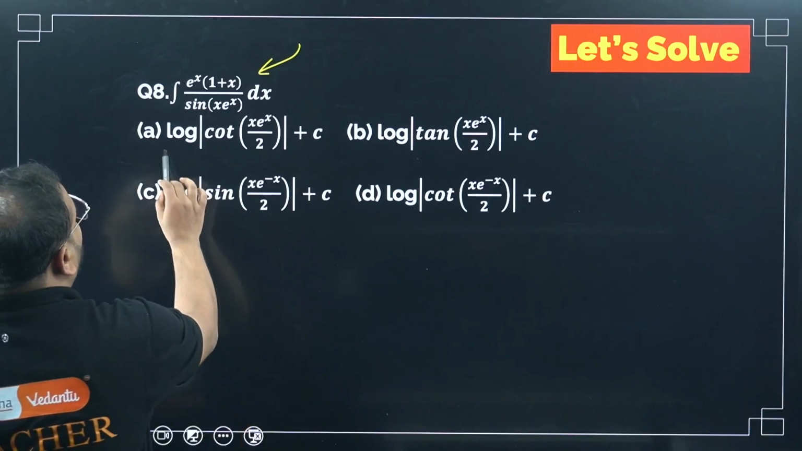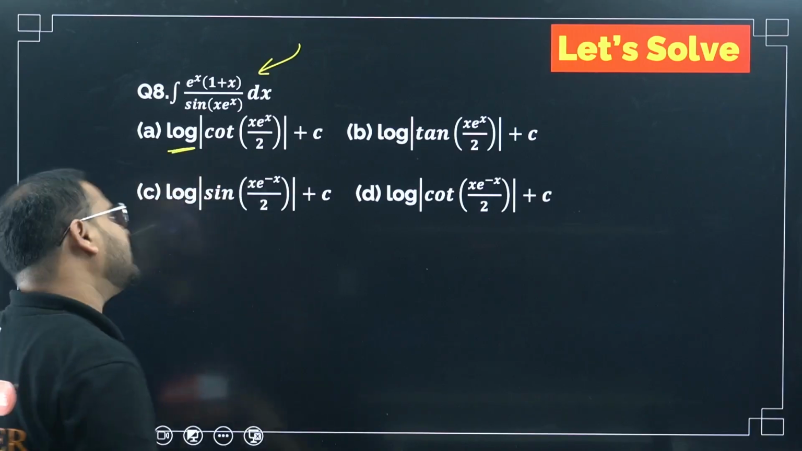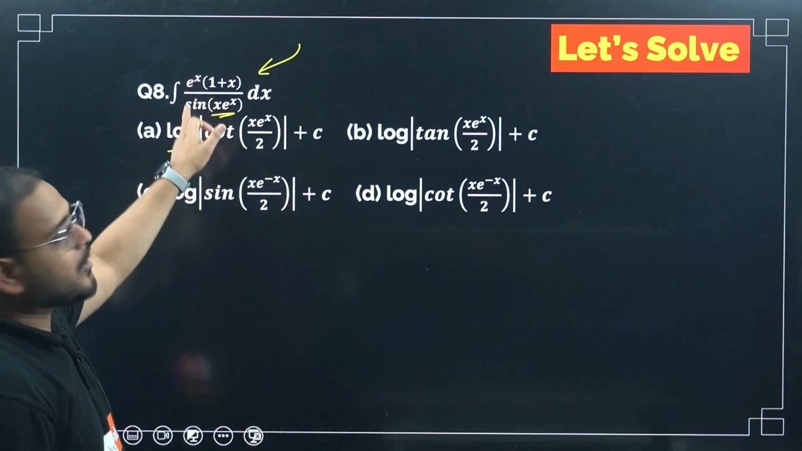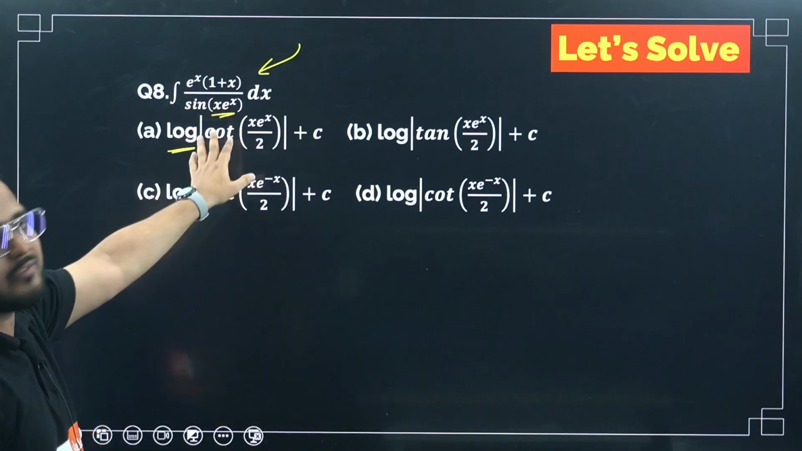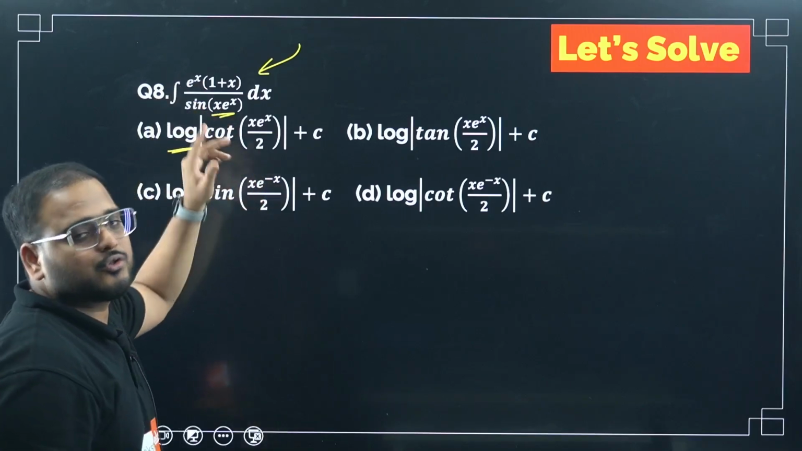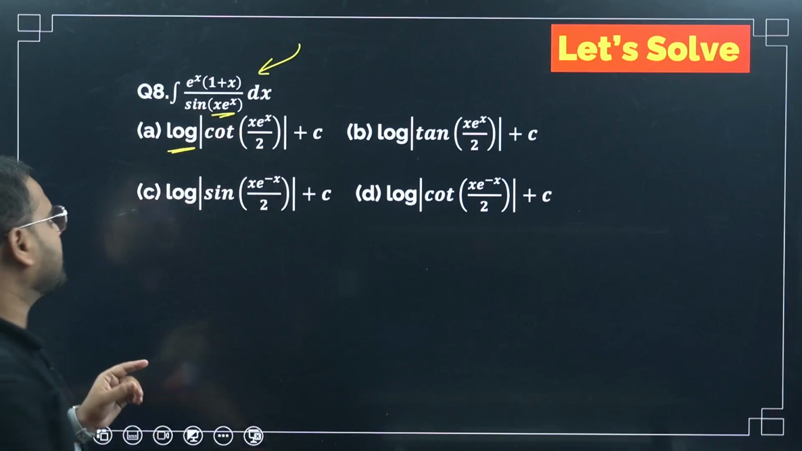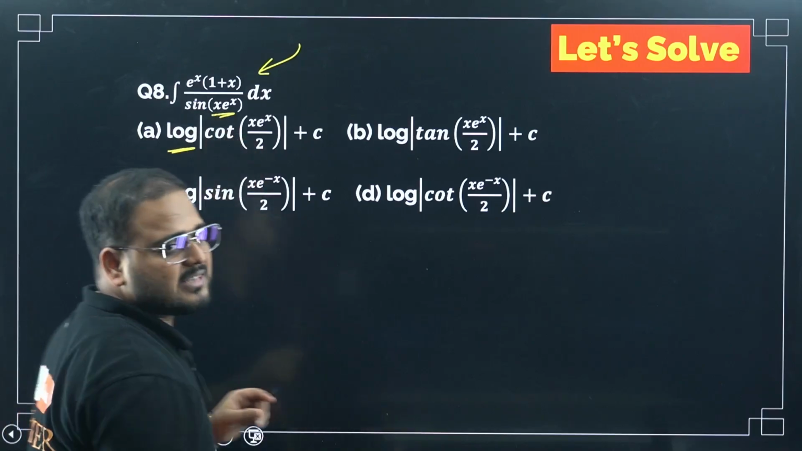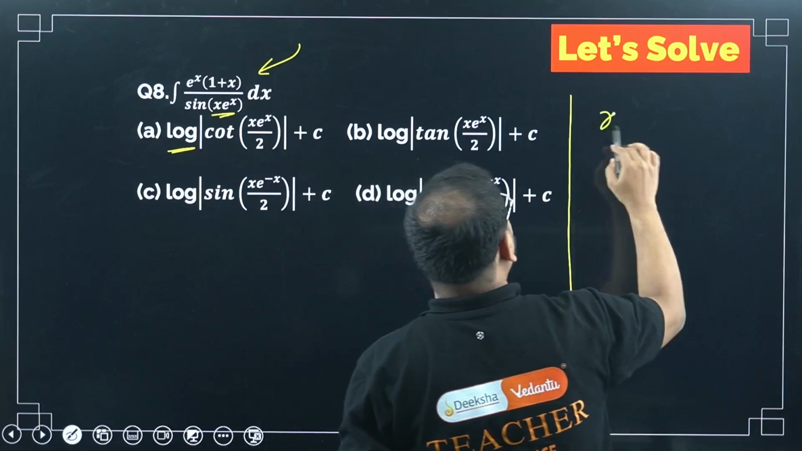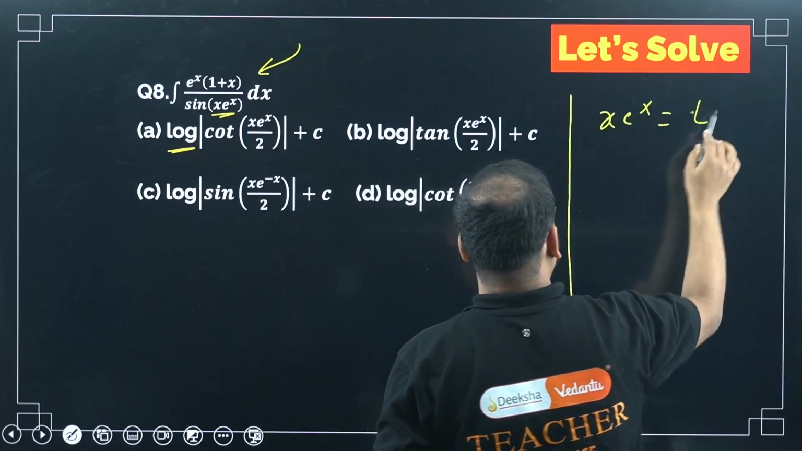You can see here log is operating on some trigonometric function. Obviously, I have to take x e power x only. Why, sir? Because it has to be 1 upon sine t. It will become log of that function, something like that will come. We'll see that later. But 1 upon sine is there, so it will be a trigonometric function of some sort. So I'll take x e power x as t. Let's see what it gives us.